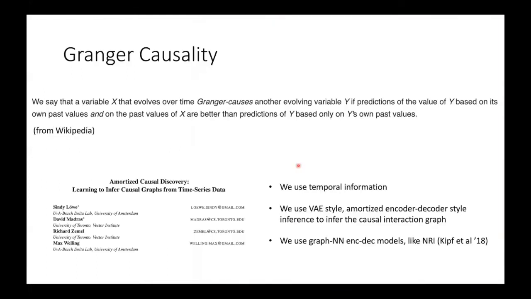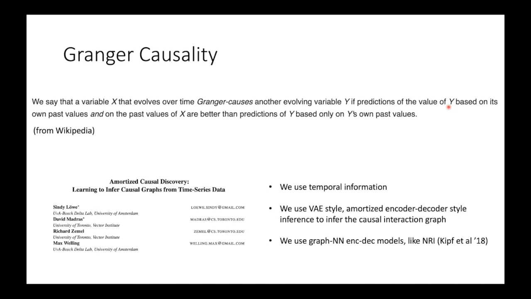So the first topic I want to talk about is Granger causality. We say that a variable x that evolves over time, so now we use time information, Granger causes another evolving variable y if the predictions of the value y based on its own past and on the past values of another variable x are better than predictions based on y's past only. So in other words, if you can improve the prediction of a variable y by also looking at another variable x, then we say that the x variable causes y. Of course, we look at the past of those variables x and y.